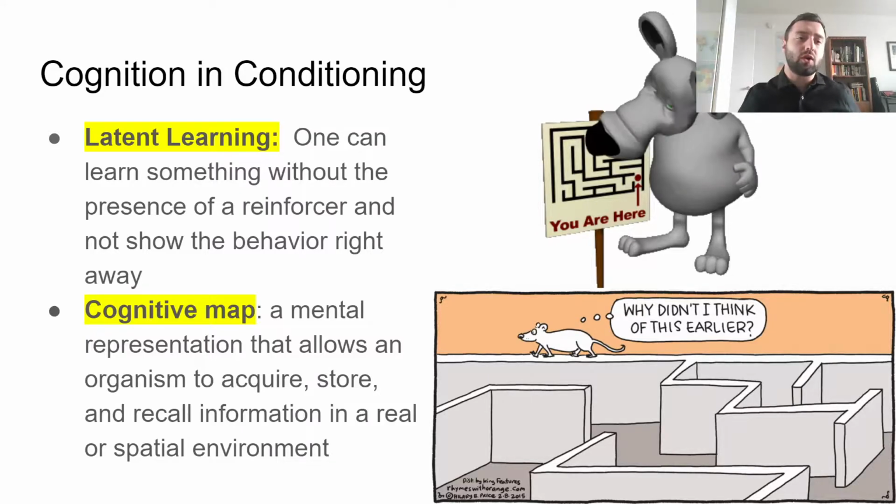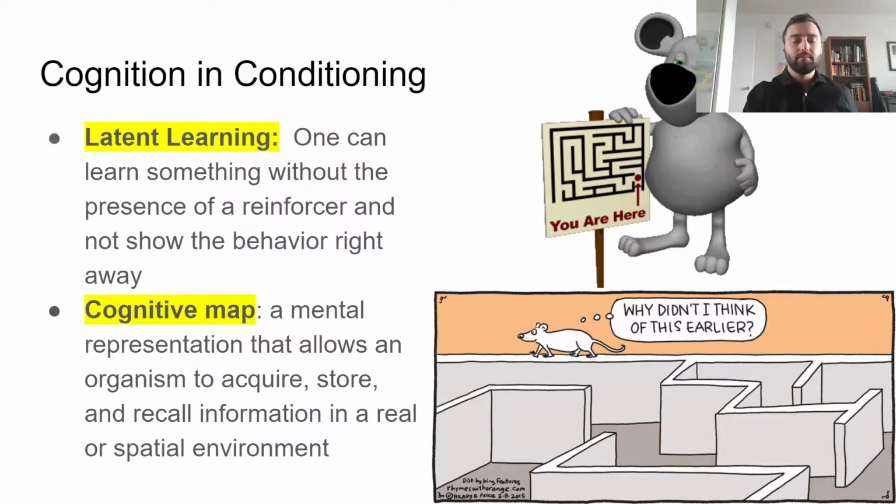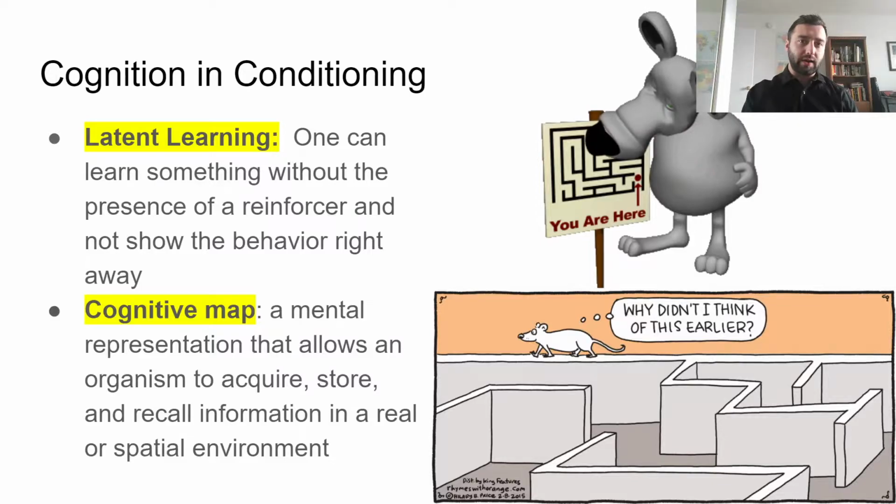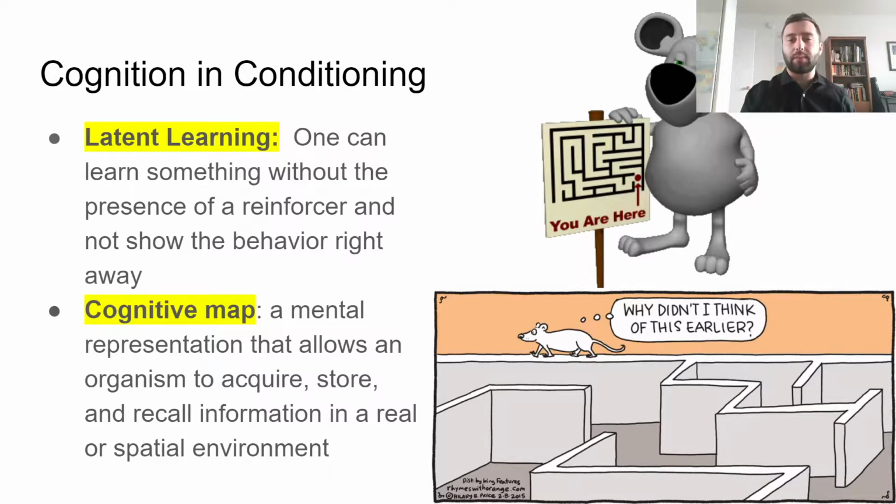One of them is what we call latent learning. Latent learning is learning something without the presence of a reinforcer and not showing the behavior right away. Okay, so we learn something, but there isn't necessarily something reinforcing us to learn it, and it's not something we show right away. A simple example of this would be something like a cognitive map.